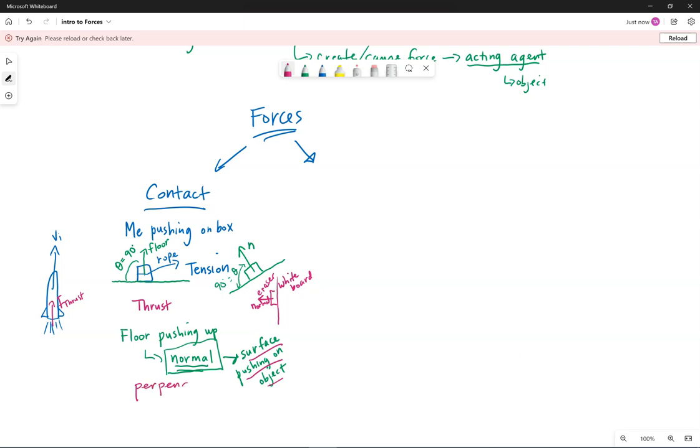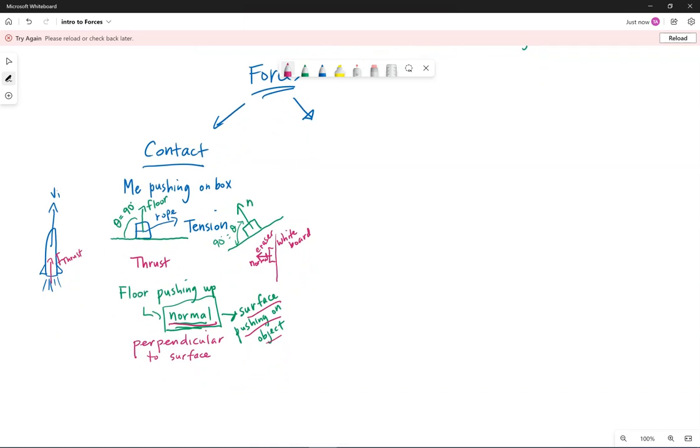So the direction of this force is always perpendicular to the surface. And we call this force the normal force. The normal just means perpendicular to. So anything, any type of object on a surface will experience a normal force.